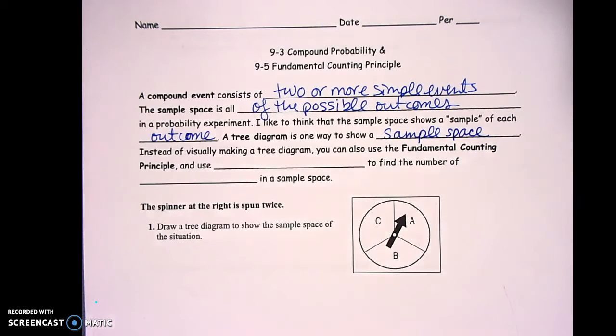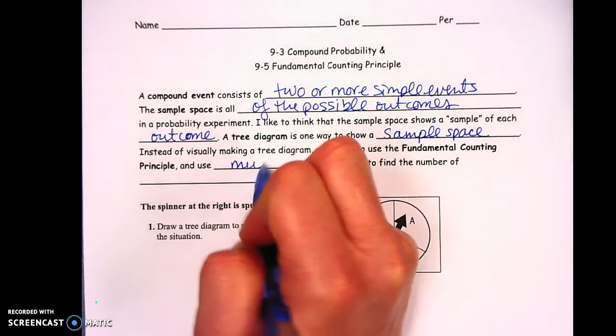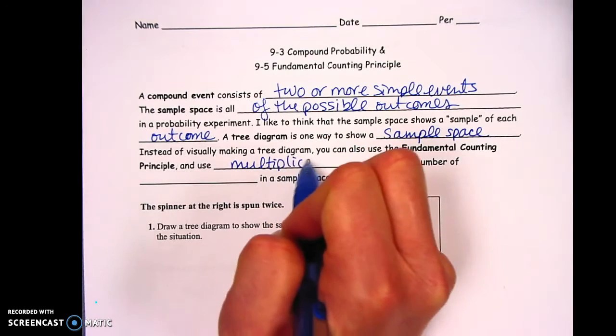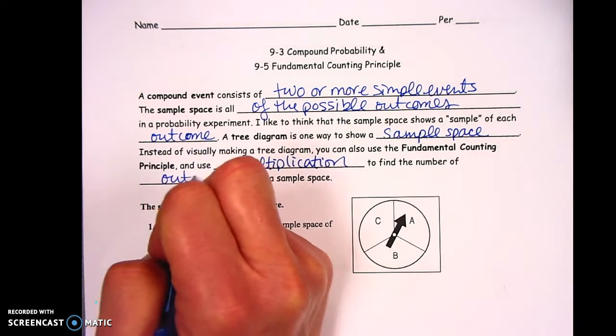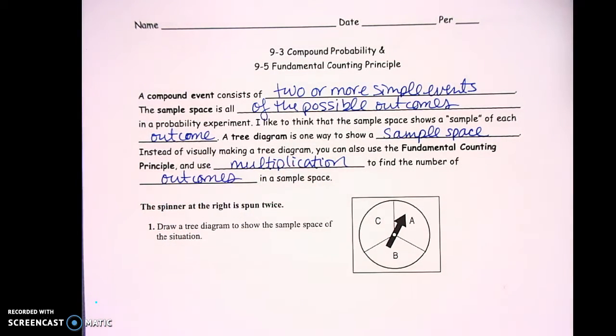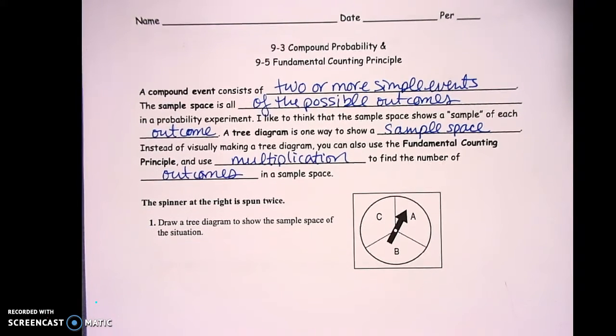Instead of visually making a tree diagram, you can also use the fundamental counting principle and use multiplication to find the number of outcomes in a sample space. So the fundamental counting principle isn't showing us anything, it's just going to be a way to tell us the number of possible outcomes. And it's really pretty simple, it's just multiplication. So we're going to see all these things in the notes now.